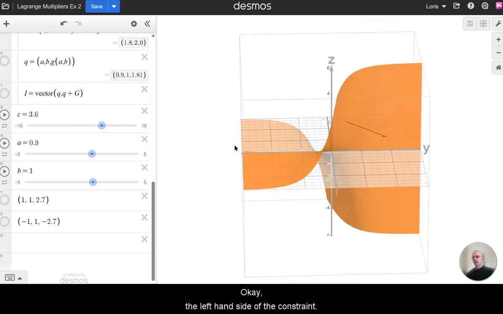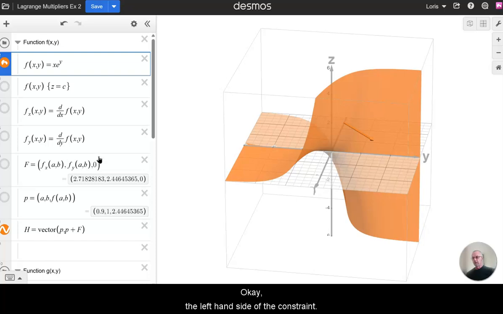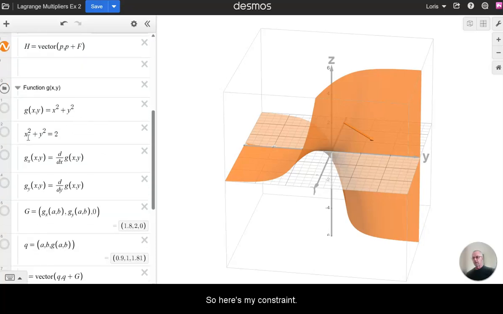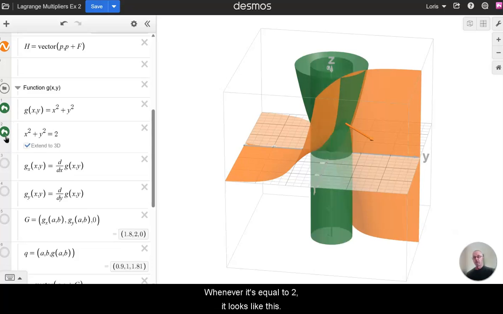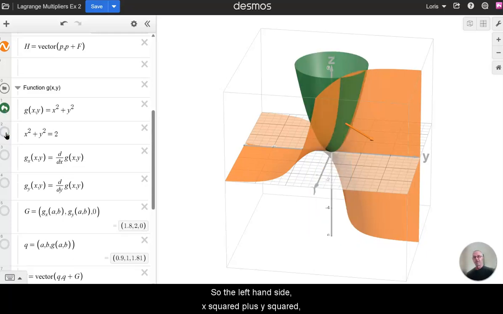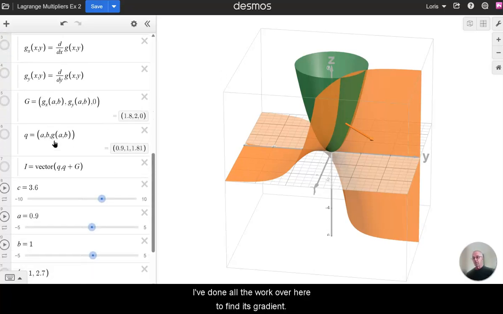Okay. The left-hand side of the constraint, so here's my constraint, x squared plus y squared equals 2. The left-hand side, I'm going to call that g of x, y. Whenever it's equal to 2, it looks like this. So the left-hand side, x squared plus y squared, that is another function. Its gradient, I've done all the work over here to find its gradient. Its gradient is this vector here.